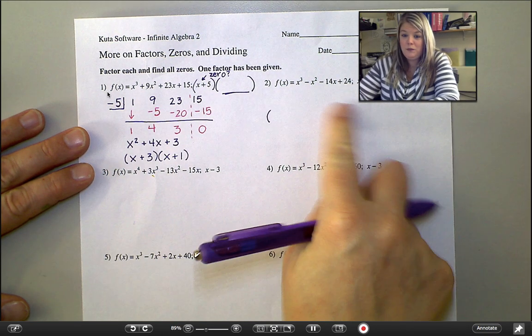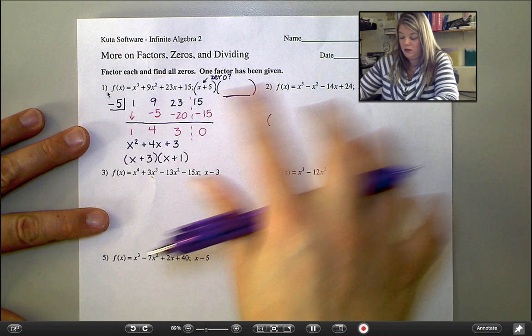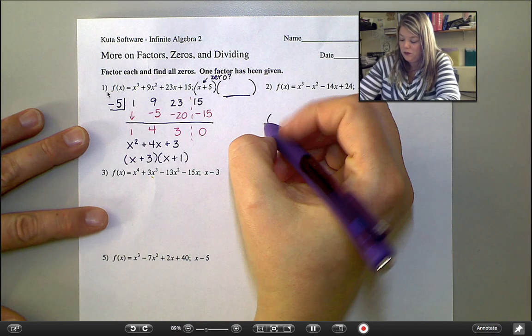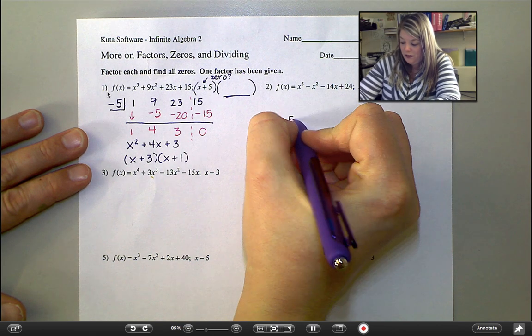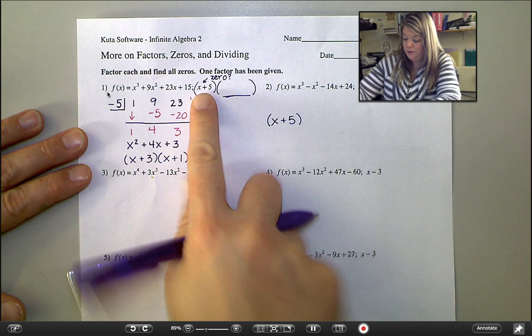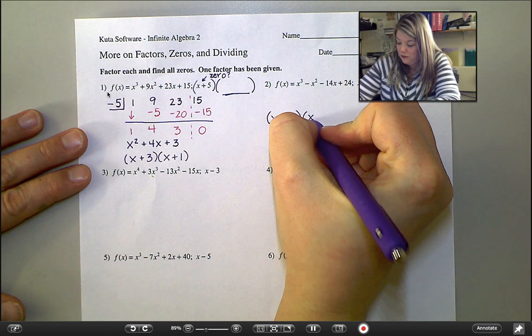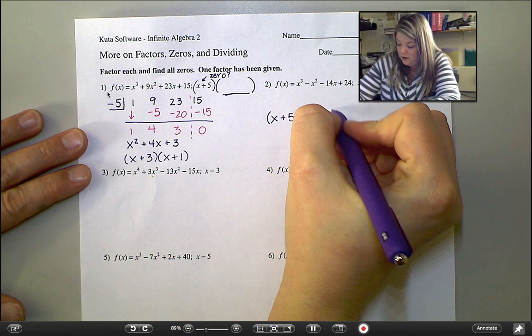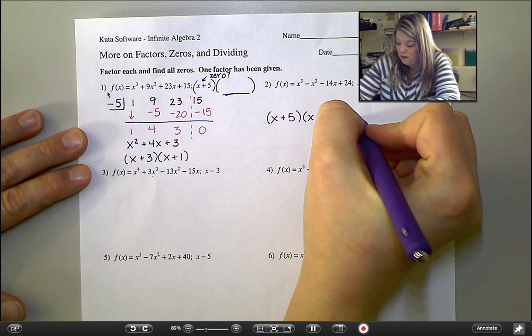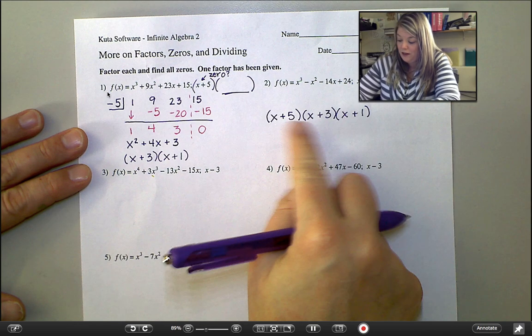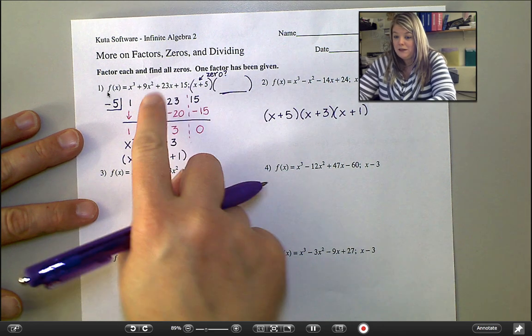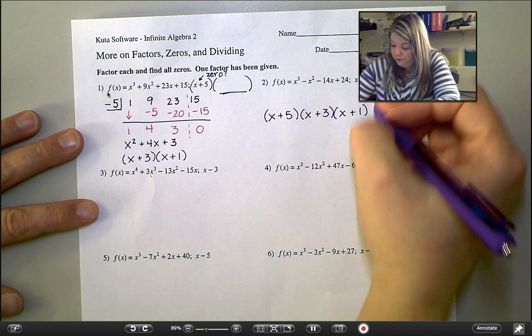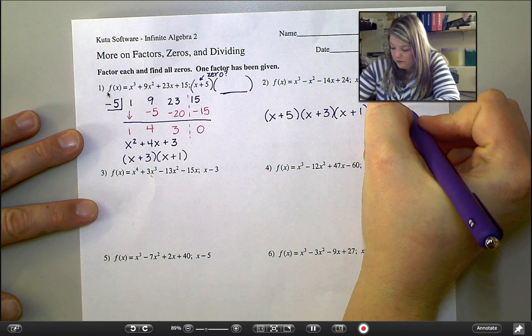And I'm writing over here because you guys only had to do the odds, so you can use this space if you want to. My factors look like this: x plus 5, and that came from here, times x plus 3 times x plus 1. If I multiplied those three factors back together, I would get back to this original, okay? So that's my factored form.